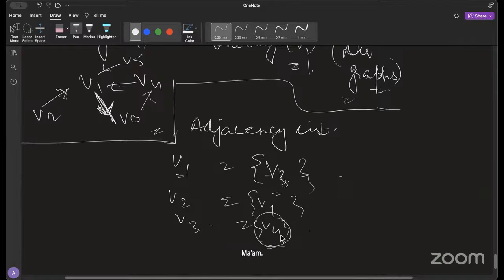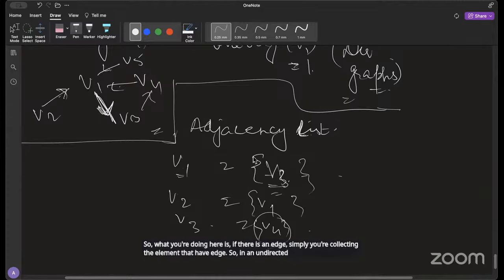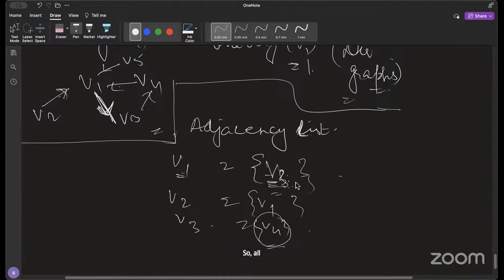Ma'am, what is this called? Adjacency list. Okay. So what you're doing here is, if there is an edge, you simply collect the elements that have an edge. In an undirected graph, there's no problem because there's no direction. But here you have to be a little careful. If you write V3 here, that means there's an edge from V1 to V3. That's why you write V3 here. So all the points that you can go to directly from V1 are in this adjacency list.